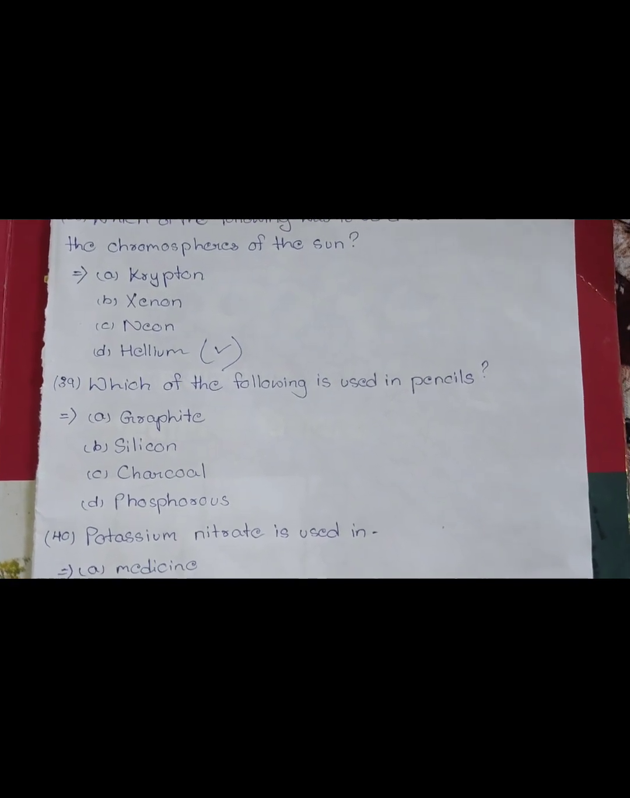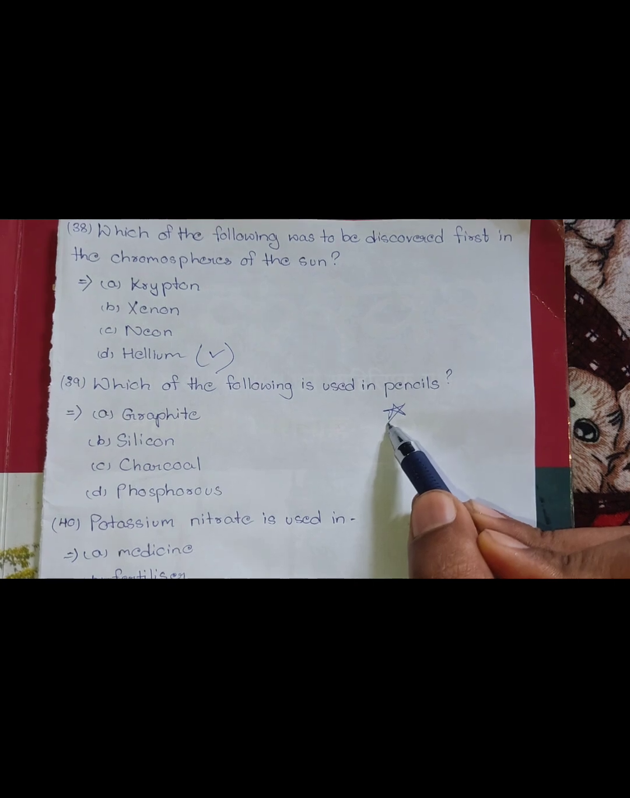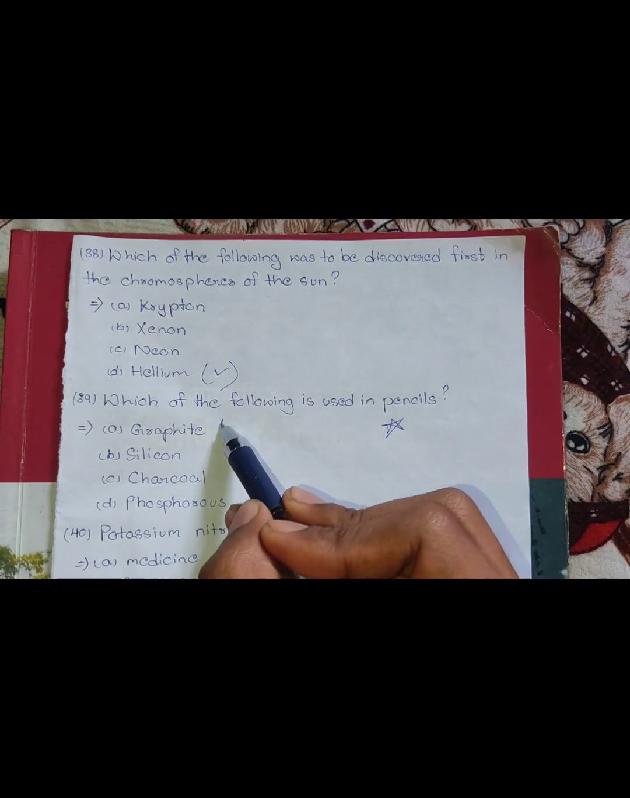Next question. Which of the following is used in pencils? This is also an important question, so please remember this. Option A graphite, option B silicon, option C charcoal, option D phosphorus. So the right answer is option A graphite.